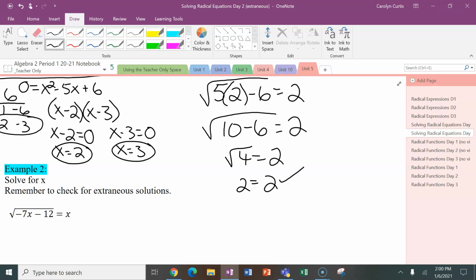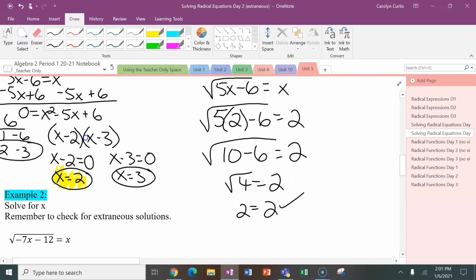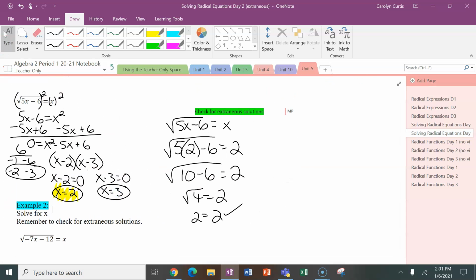And I got that 2 equals 2, so I know that x equals 2 is a solution. Now I'm going to check the other one to see if it's a solution or if it's extraneous.